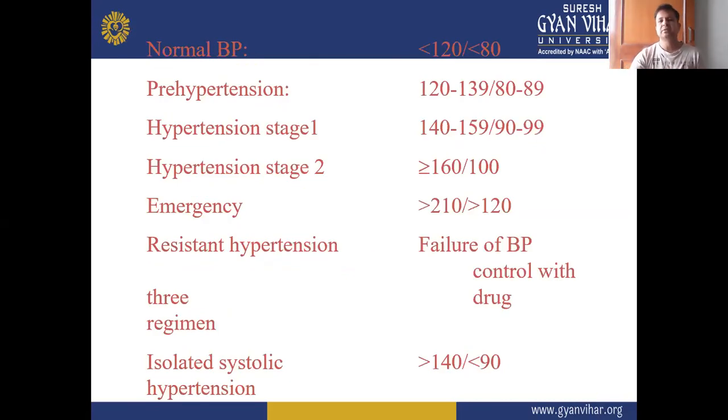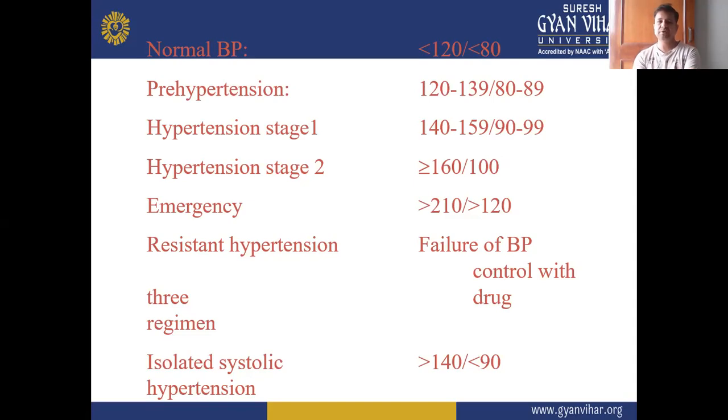So now let's discuss the pharmacology of antihypertensive drugs. The normal blood pressure and the hypertensive blood pressures we have already discussed, but once again we are discussing here. The normal blood pressure of our body is less than or equal to 120 by 80. In the pre-hypertension phase, it may be 120 to 139 systolic pressure and 80 to 89 diastolic pressure.